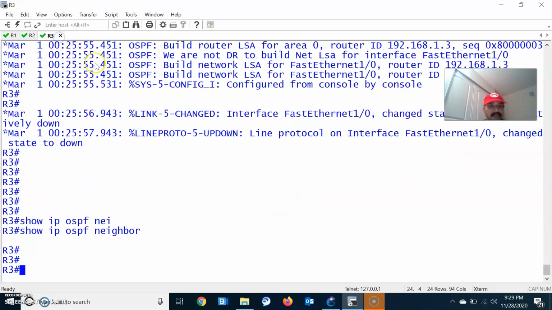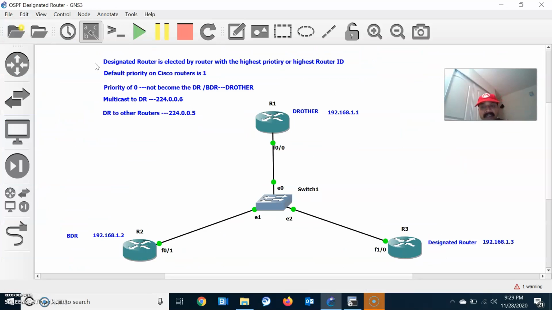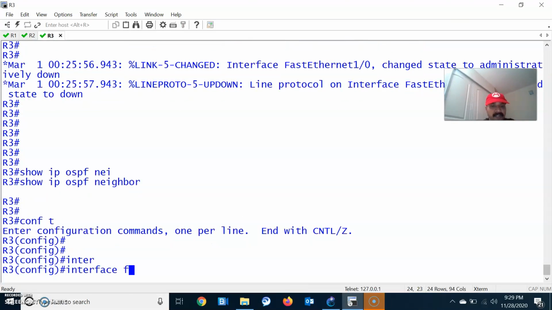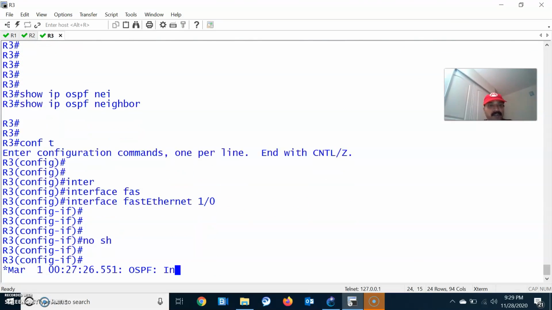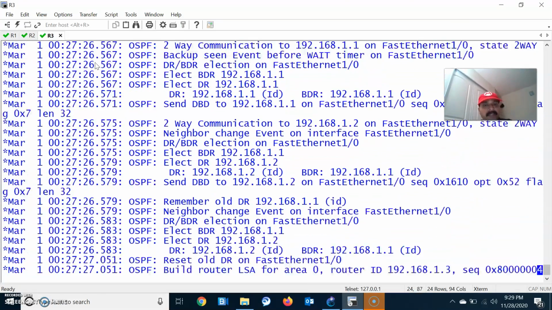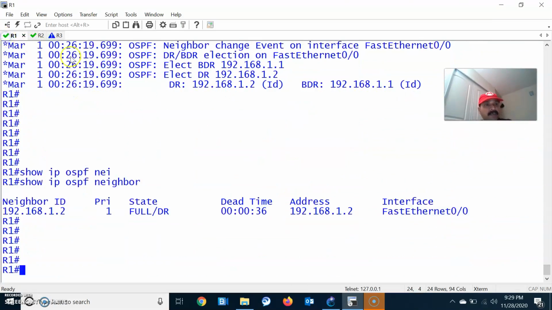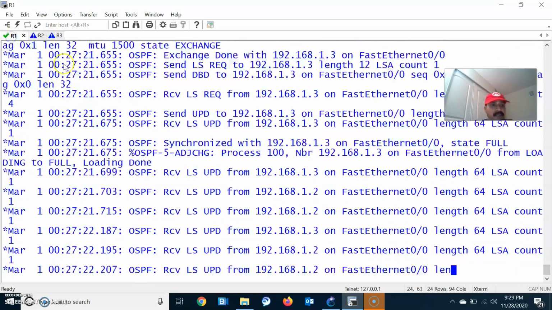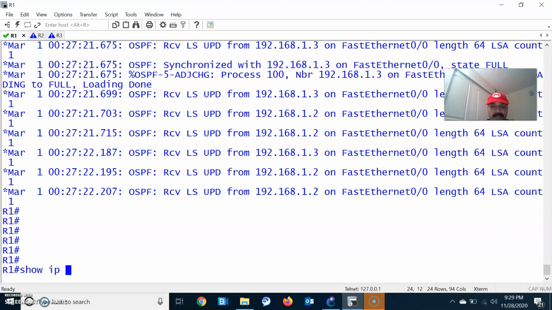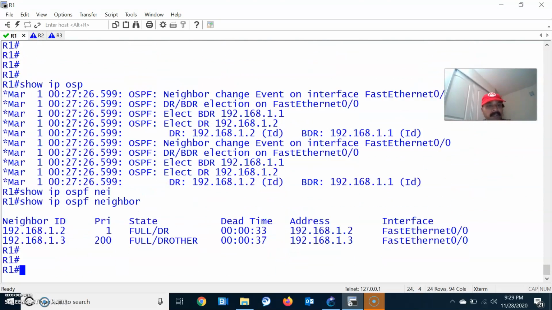So what happens if I reactivate it again? Go to R3. Let us reactivate the interface again. Interface FastEthernet 1/0, and let us do a no shut. I'm just doing a no shut again. Now let us see it re-electing the roles. Go to R1 and do show IP OSPF neighbor.